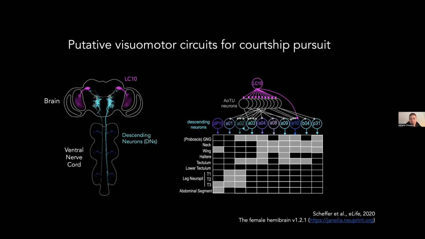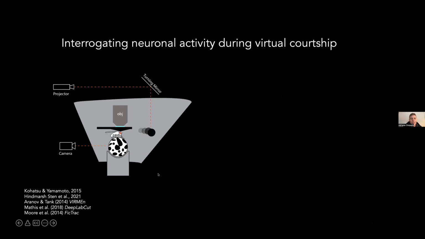So in order to do this, I've taken advantage of a virtual reality system that was first developed in the Yamamoto lab, but we have since advanced this system in the Ruta lab with a lot of remarkable work by graduate student Tom Hindmarsh Sten. And using this system, I'm able to situate the male fly on a spherical treadmill, and I present this male with a moving target that traverses his visual field much like a natural female.